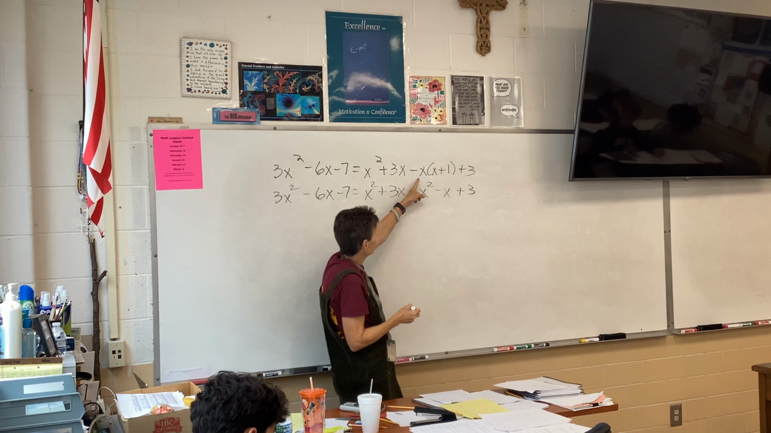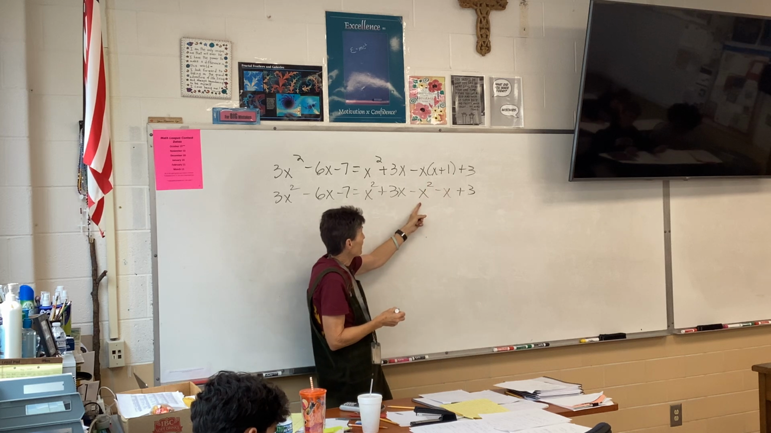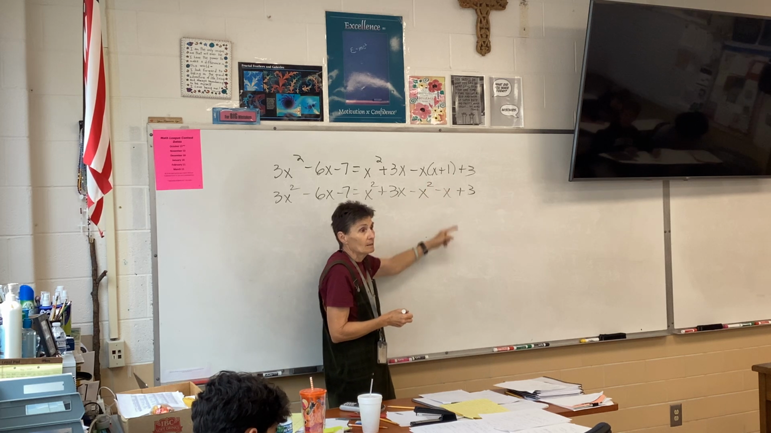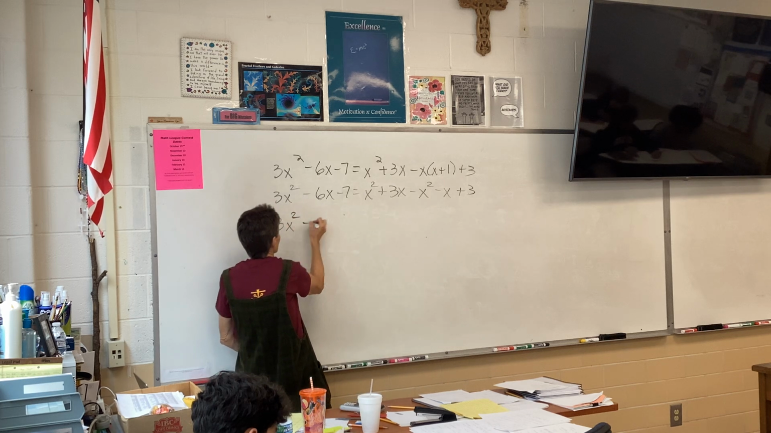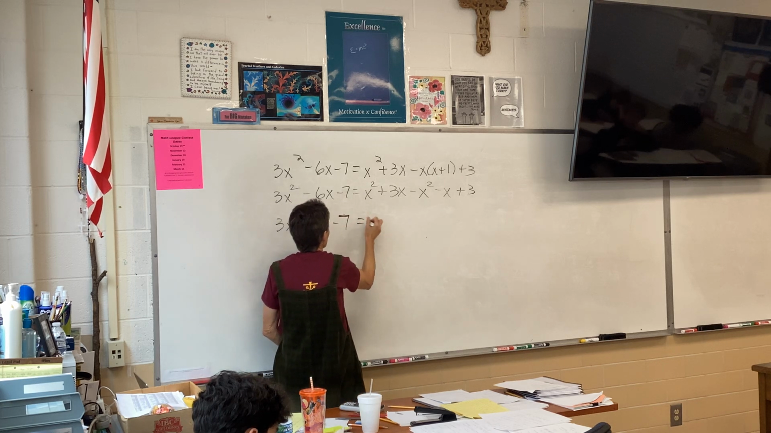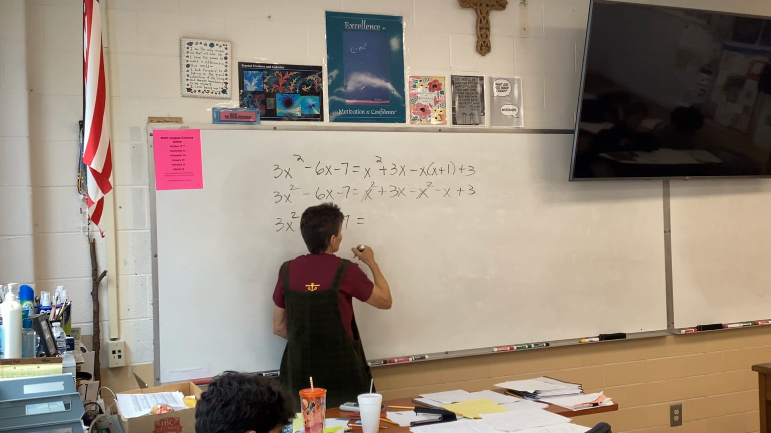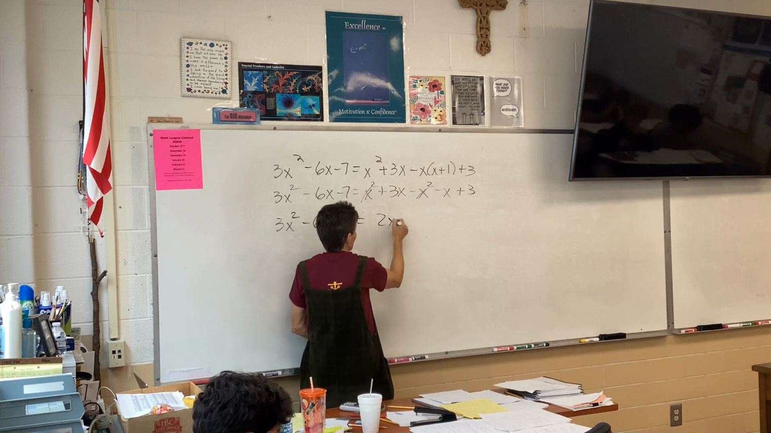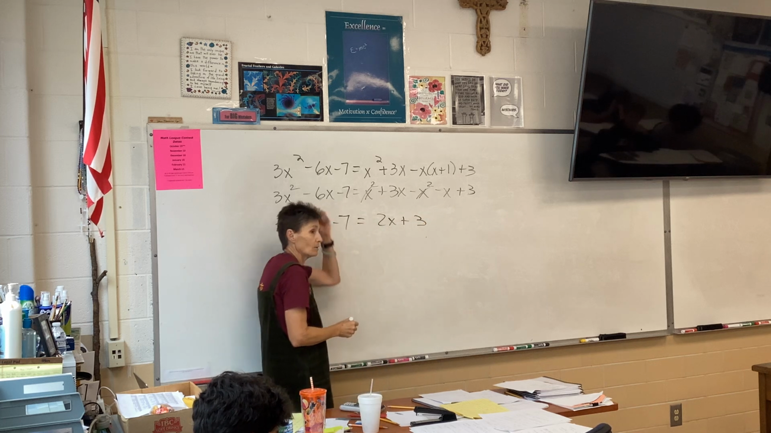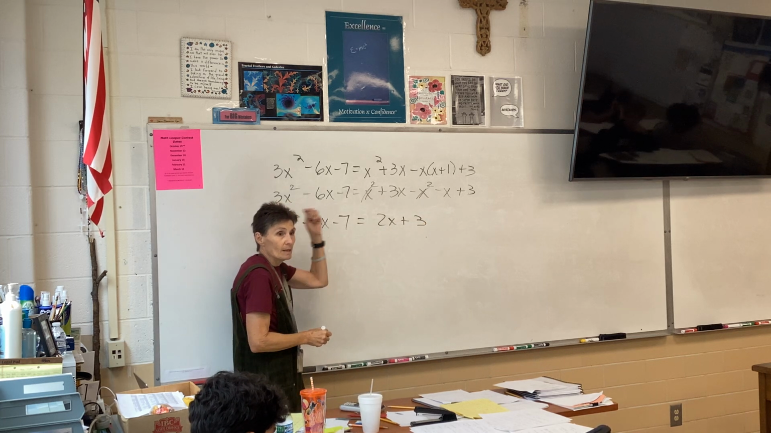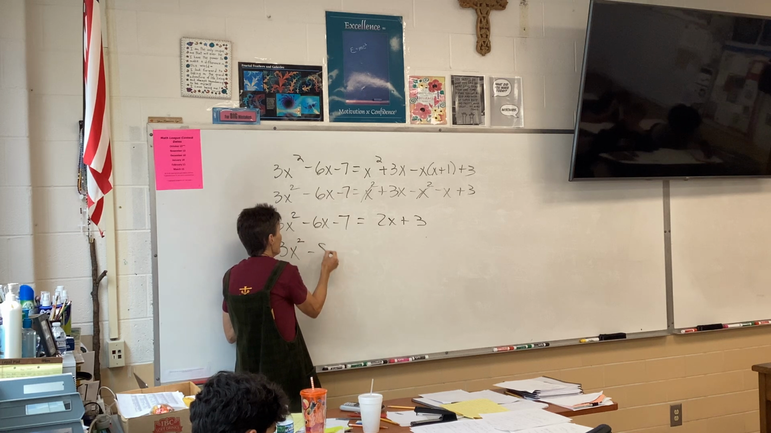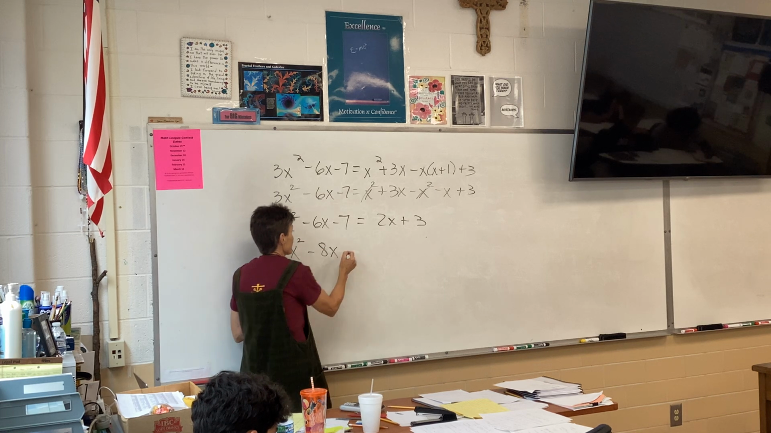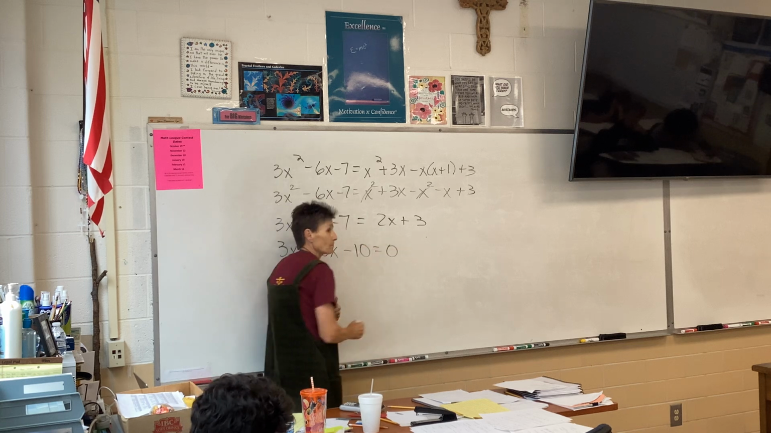Did you remember when you distributed here, it would be negative x squared minus x? Yeah. Okay. So now I'm going to clean up stuff over here. You might have done it in slightly different order. It looks like these are going to cancel. And I'm going to have 2x plus 3 over here. How does that look, everyone? Now I'm going to move those over. So I'm going to have 3x squared minus 8x minus 10.